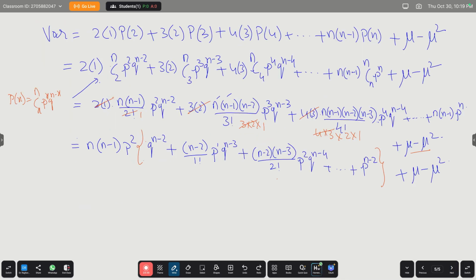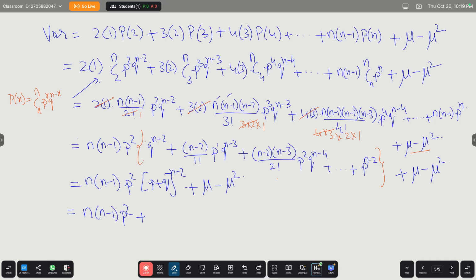Okay, so you can observe that and you can write this as n into n minus 1 into p power 2 and this is p plus q whole power n minus 2. Of course, you know that p plus q is 1. So 1 power n minus 2, it is again 1 plus mu minus mu square. Now this will be equal to n into n minus 1 into p square, and p plus q is 1. So 1 power n minus 2 is gone.